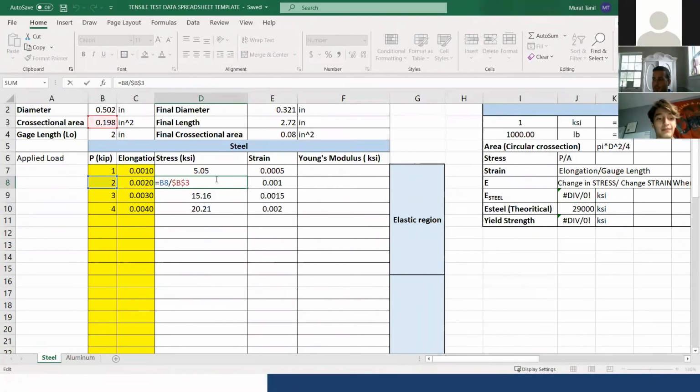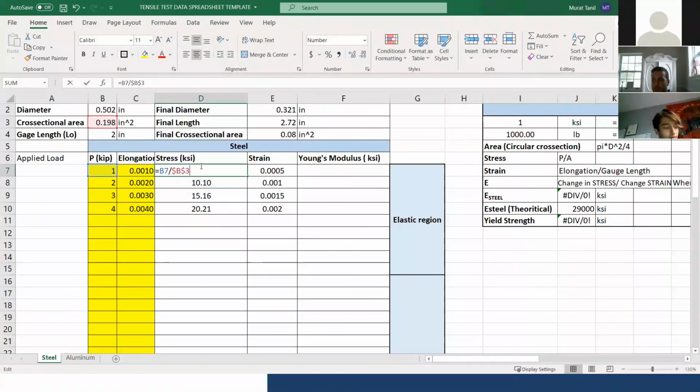Yeah, you can put it in, like I put it in at the beginning. For example, B7 is for the applied load right here, 1 kip. So this applied load at cell B7 is divided by cell B3, and cell B3 corresponds to the cross-sectional area. Once you enter these cells into the formula, it will calculate for you automatically.